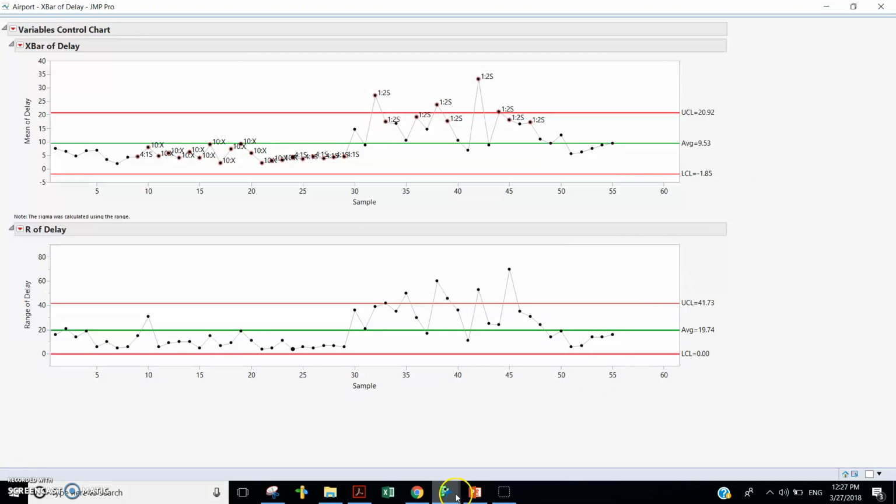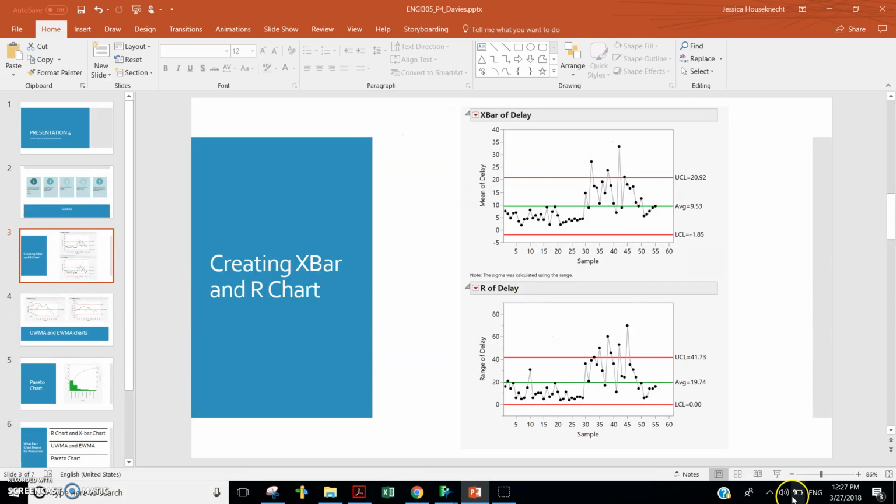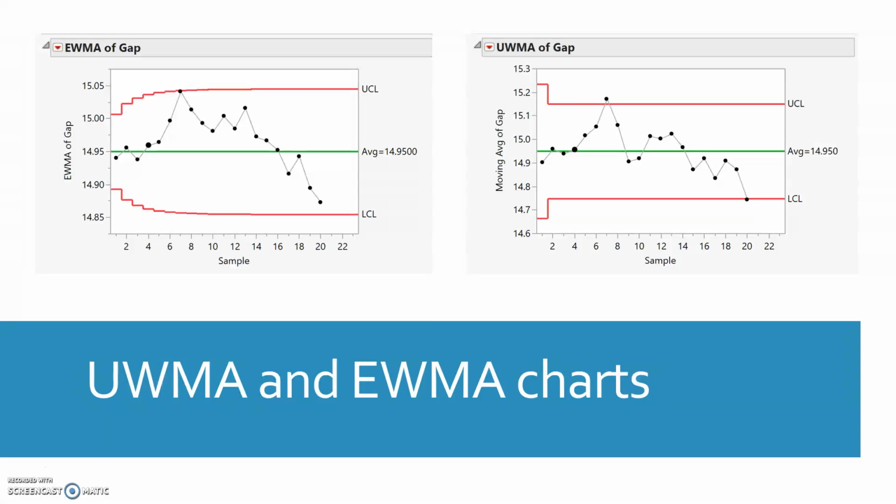Now we're going to talk about the UWMA and EWMA charts. Now the UWMA and EWMA charts are used in quality control applications too. Both charts can be used to monitor small shifts in the process mean and whether the mean level of the process is in control. UWMA stands for Uniform Weighted Moving Average. The UWMA requires a fixed subset size, the number of successive observations, or span, in the moving average. Span must satisfy the inequality 1 < span ≤ n, the sample size.